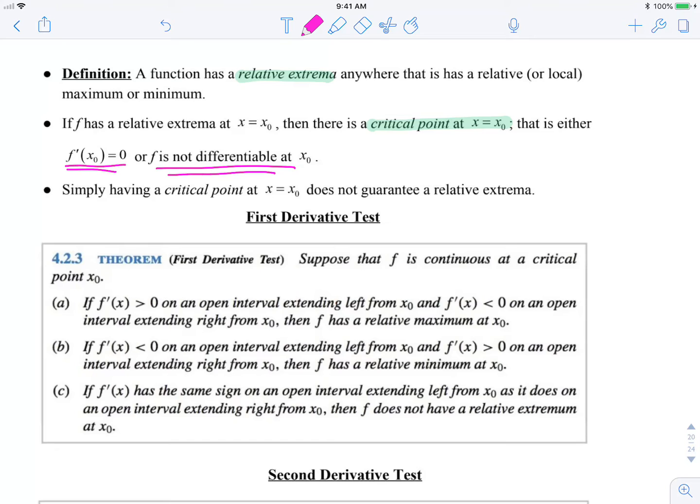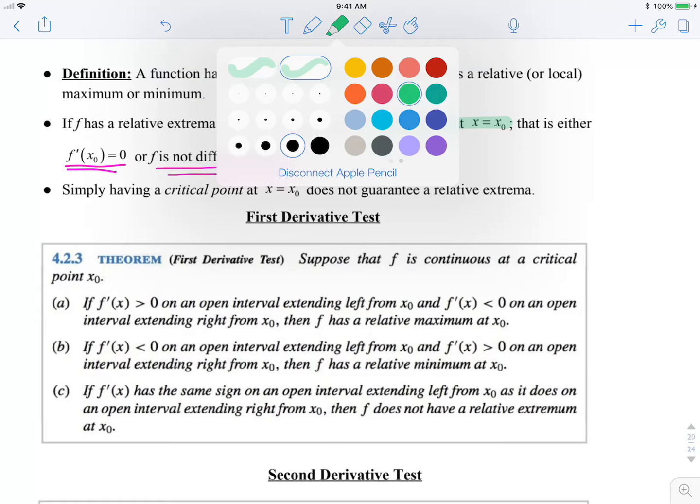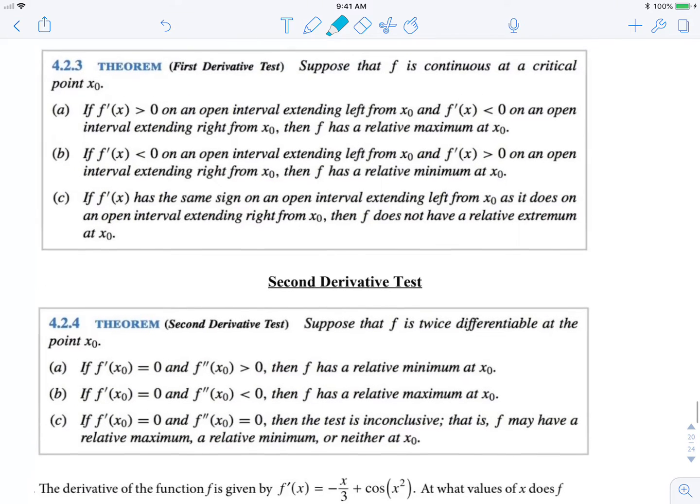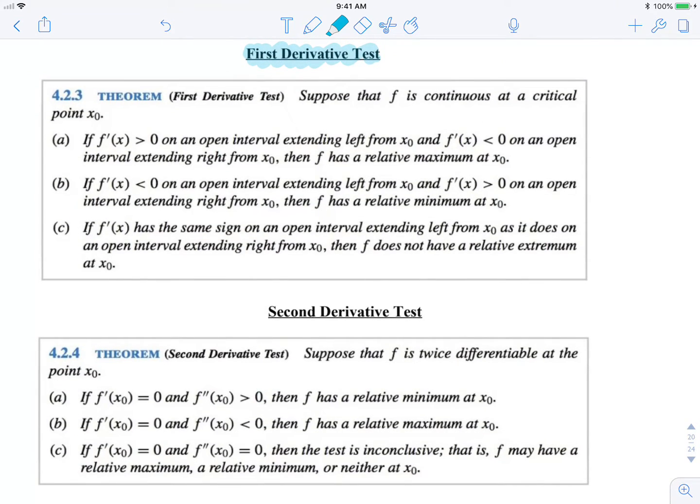And then once we check that, we can use either the first derivative test or the second derivative test to show that there is a relative max or min. Honestly, these two tests both show the same thing, but we will practice both because sometimes they might ask you to specifically use the second derivative test in certain scenarios, or you only will have the second derivative. So it's important to be able to use both.